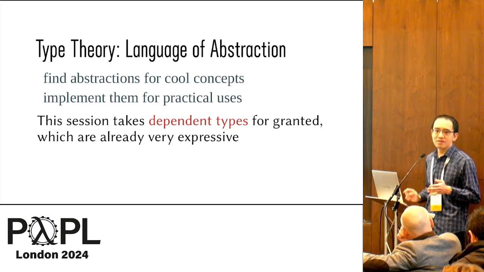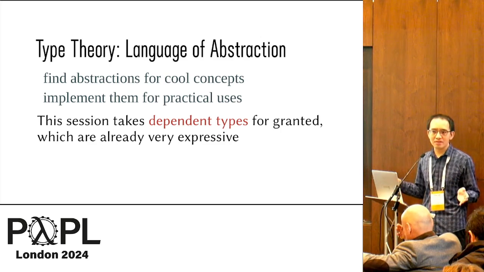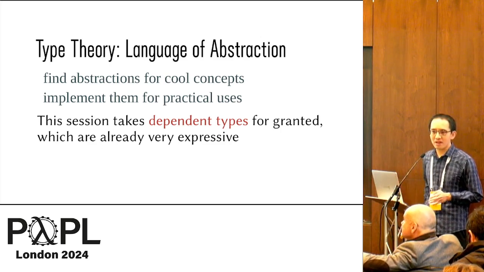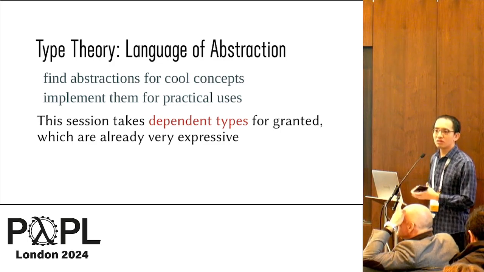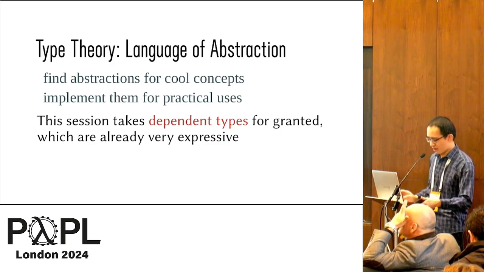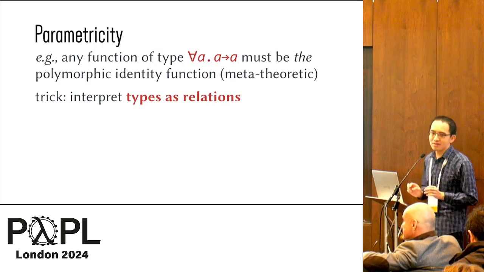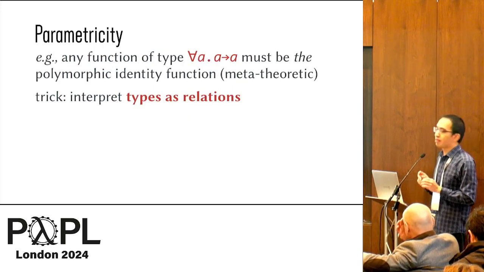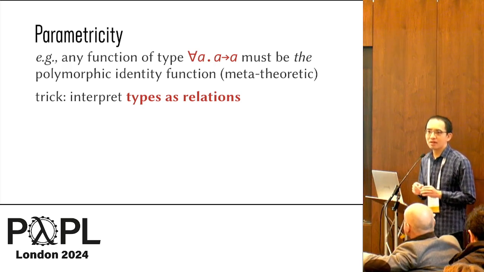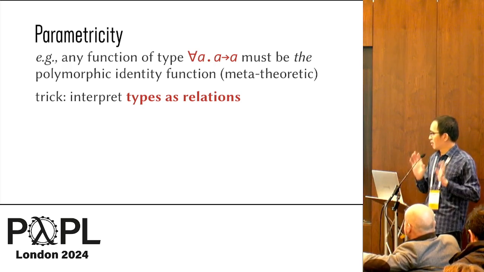So since this is about finding interesting concepts, I'm going to briefly introduce the interesting concepts that each paper is trying to introduce. Okay, and then that will be my preview. So the first interesting concept is about parametricity. Many of you probably know it, so please bear with me.